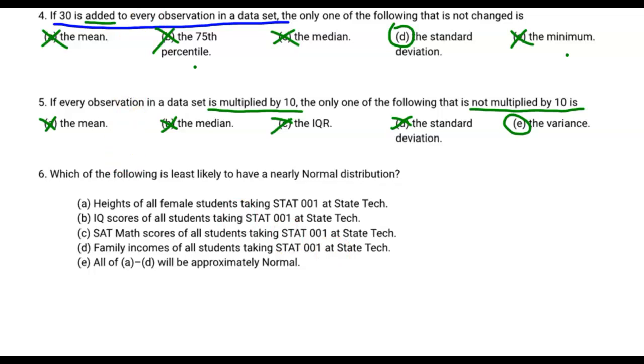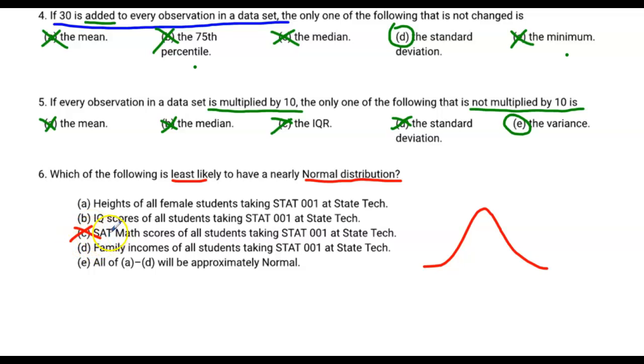Let's look at question number 6. It talks about which one is least likely to have a normal distribution. Remember that normal distribution is the one that kind of looks like this. It's a symmetric bell curve. Let's take a look at each of these individual data sets. Let's eliminate some of the ones that are normal by design. You know that SAT scores are generally going to be normal because we have most people that are average.